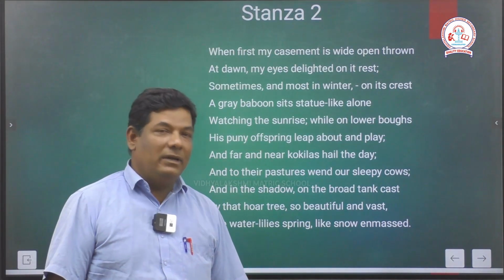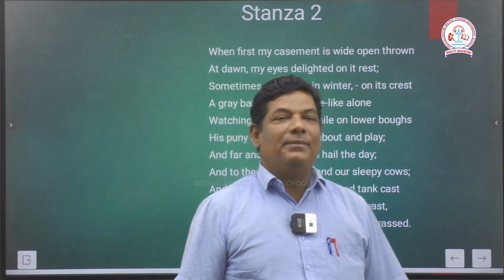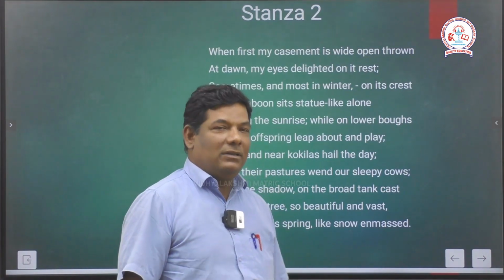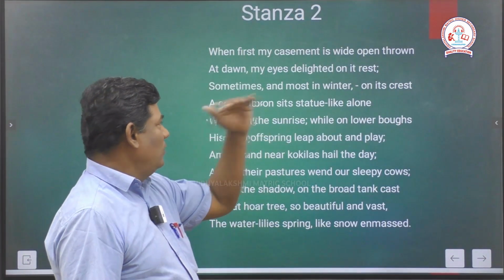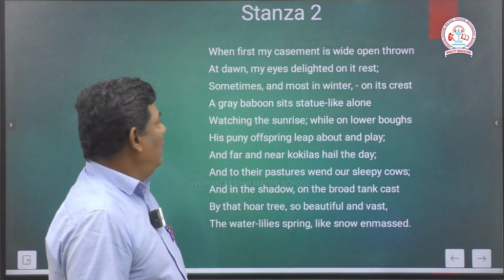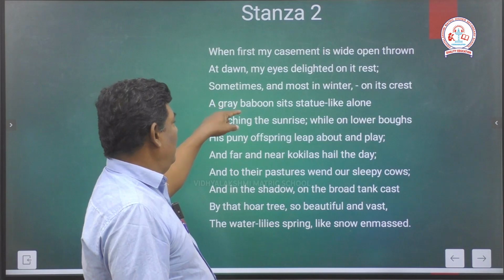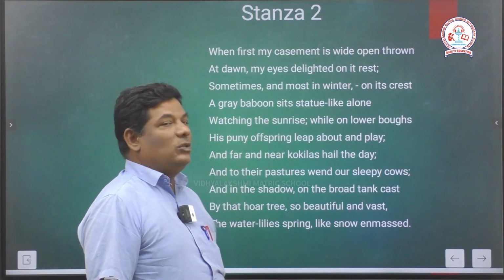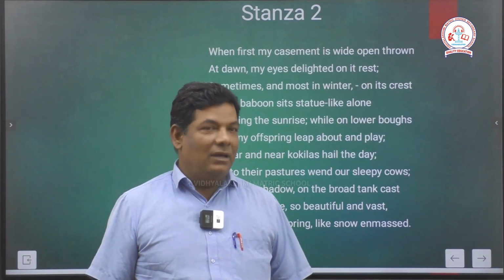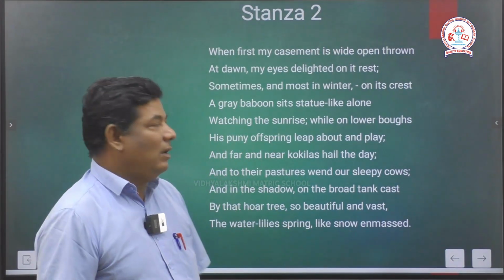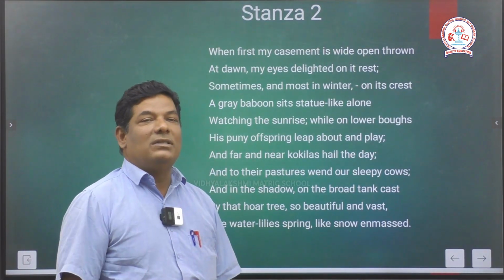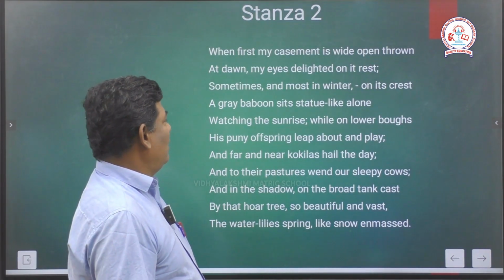Sometimes and most in winter, on its crest. Sometimes, mostly in winter season. The name of the season mentioned here is winter season. On its crest means top of the tree, a grey baboon, a grey monkey. Baboon is a monkey, which is usually found in Asia and India. So, grey baboon sits statue-like. This baboon is sitting statue-like without any motion, alone, watching sunrise. What does it watch? Sunrise. It is watching sunrise, sitting on the crest of the tree.